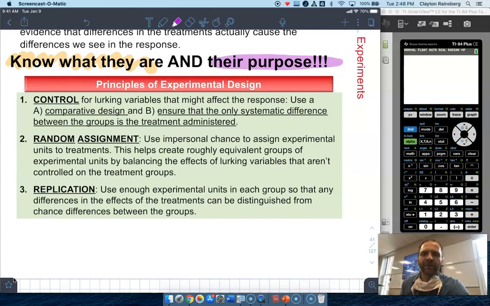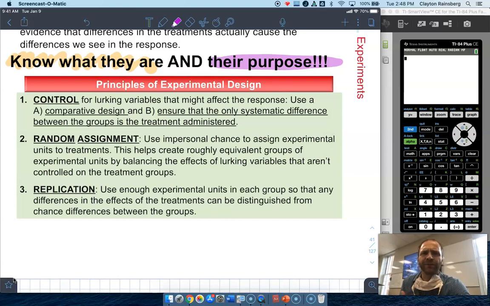What about random assignment? We're going to use chance, impersonal chance, to assign the experimental treatments. This is going to allow us to create roughly equivalent groups of experimental units by balancing those effects of lurking variables or confounding variables that aren't controlled in the treatment.